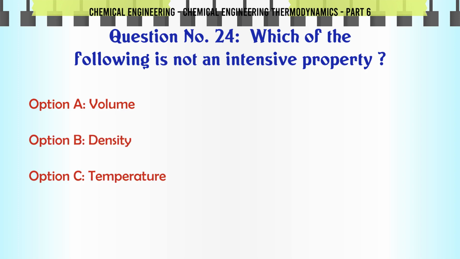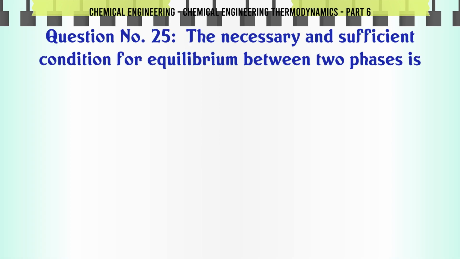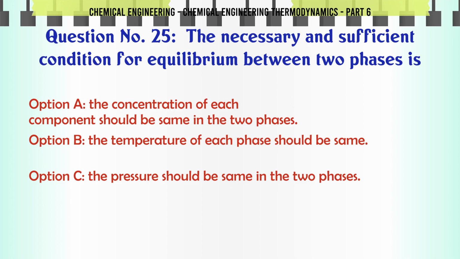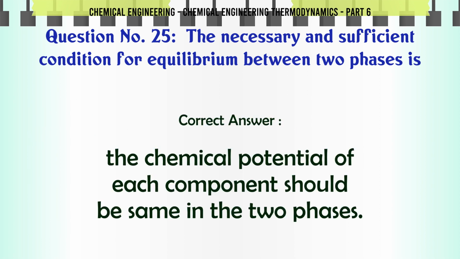Which of the following is not an intensive property? A. Volume, B. Density, C. Temperature, D. Pressure. The correct answer is volume. The necessary and sufficient condition for equilibrium between two phases is A. The concentration of each component should be same in the two phases. B. The temperature of each phase should be same. C. The pressure should be same in the two phases. D. The chemical potential of each component should be same in the two phases.